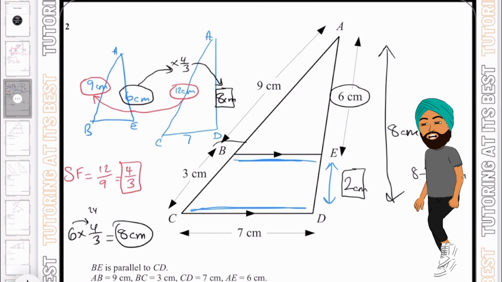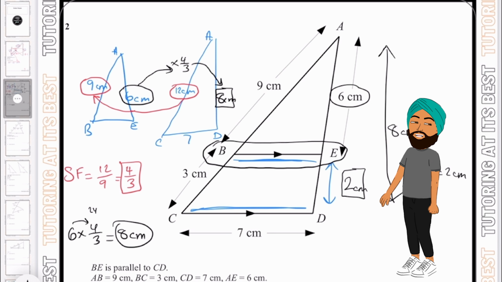However, the second part states calculate the length of BE. So now we're working out B to E, which is just here. This makes things much easier because we now know our scale factor is 4/3 and we know the larger side is 7 centimeters.